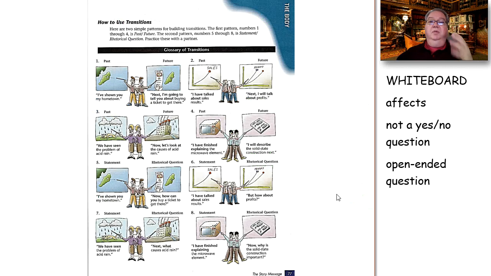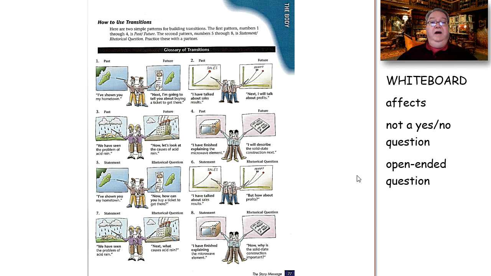So remember, there's a couple of different ways we can do this. Past plus future, past plus rhetorical question. And you don't have to do them in that order. You could do a rhetorical question first, or you could do future tense first. It doesn't matter. If you've got 3 or 4 parts in your presentation, or 4 or 5 parts, you'll have more than 2 transitions, so you can mix them up, okay?